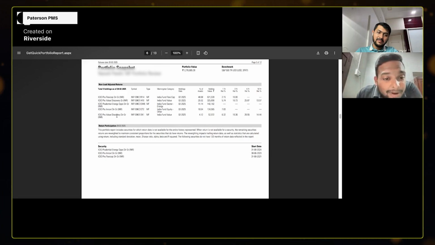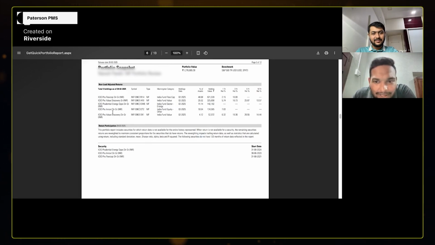See the height of mis-selling. This same fund, ICICI Value Discovery, this guy is invested in as a direct fund and also as a regular fund separately. So this is very telling, and if you see the 1 year return here, the direct fund has given you 7.83% return, and the Value Discovery regular fund has given you just 5.74% return.